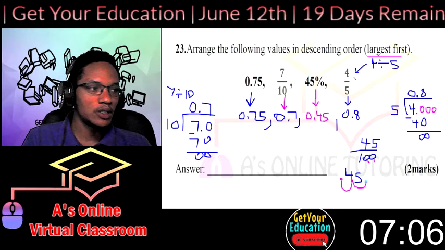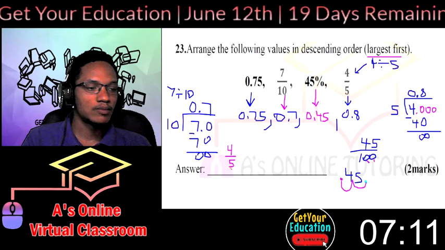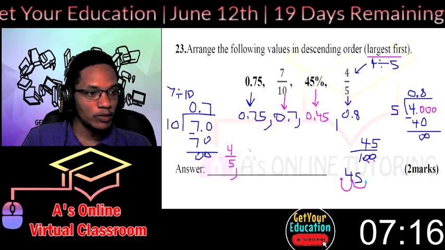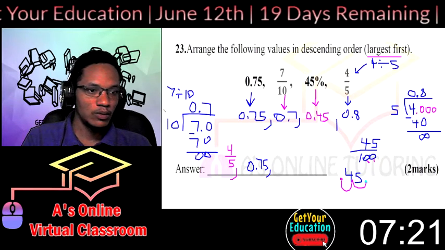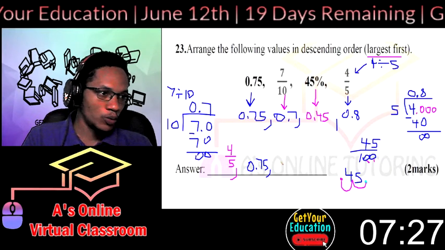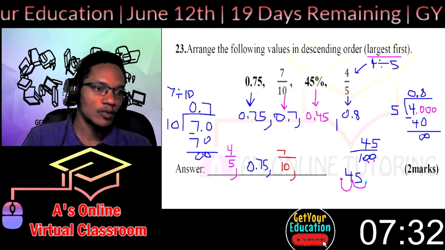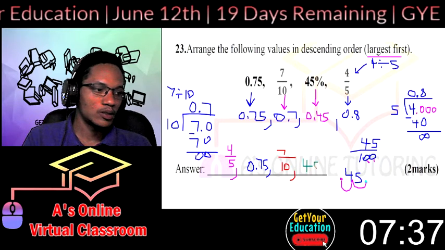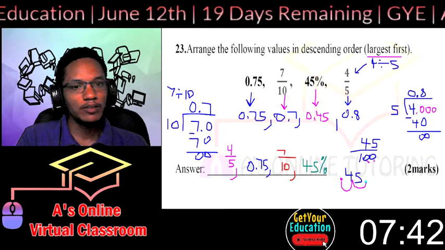And that's it. All our numbers are now decimals, so we can see which one is the largest, which will go first. So 0.8 is the largest, so we'll put 4/5 first. Then we have 0.75. Then we have 0.7, or 7 over 10. And last but not least, we have 45%. That is in descending order. Alright? Next.